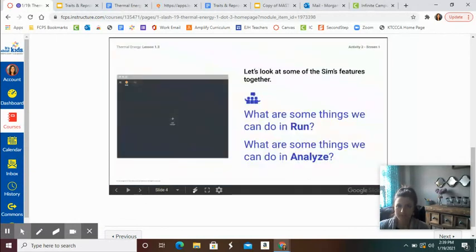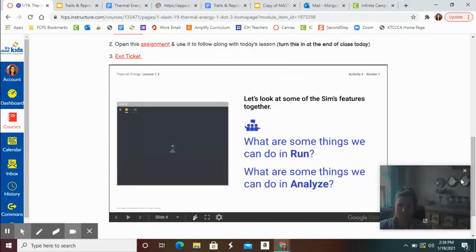Our warm-up has to do with looking at the simulation and some features that it has. There are two things we're going to look at: things it can do in run and things it can do in analyze. You'll remember all of the Amplify simulations have those two buttons up here in the top corner. Like I said, I will show you in a second.